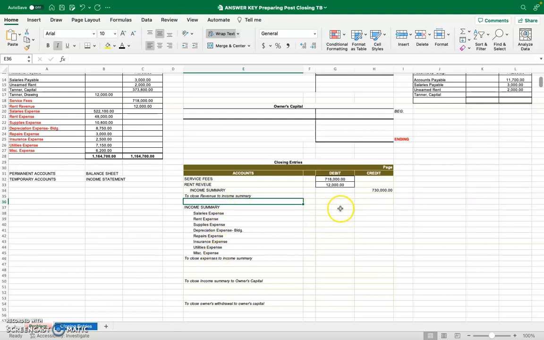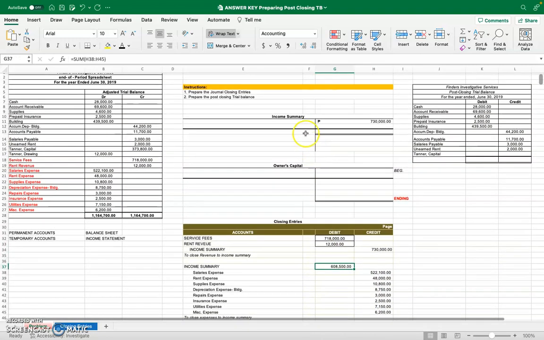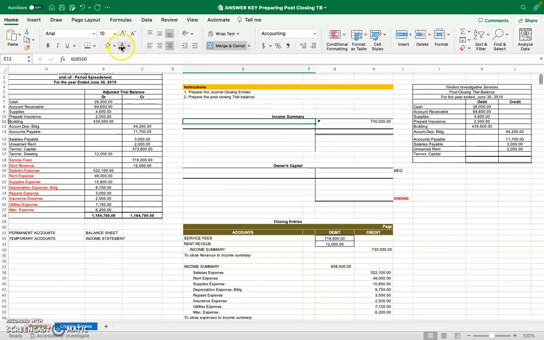And then after that, you have to transfer the balances of the expense accounts to the credit side. And then you have to sum it up, and that's going to be the income summary amount, which is 608,500 pesos. So technically, the total of all of these expenses is equivalent to 608,500, and we will transfer that here in the income summary T account. Okay, I hope that you can still follow.